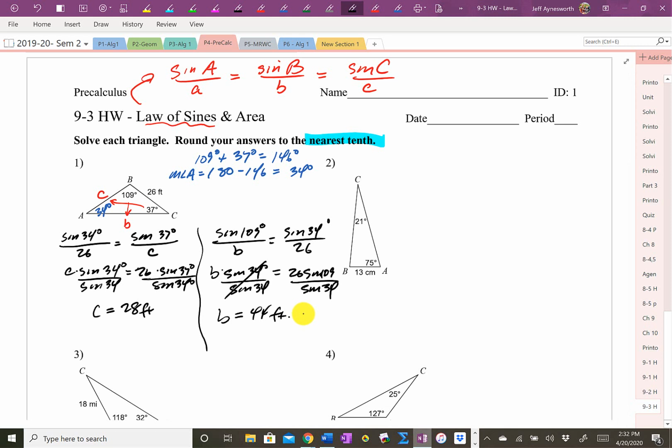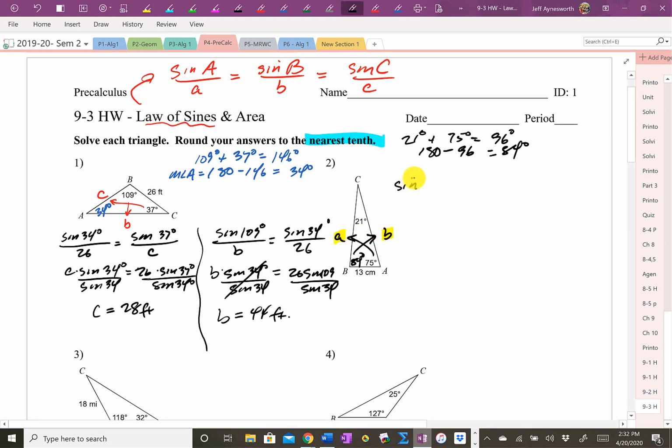Okay, so these two angles here, 21 degrees plus 75 degrees is equal to 96 degrees. And then 180 minus 96 is 84 degrees, so this angle is 84 degrees. Opposite of angle B is lower b, and opposite of angle A is side a. So we have to find sides a and b. We already know side c, because that's 13. So we've got to find these two sides.